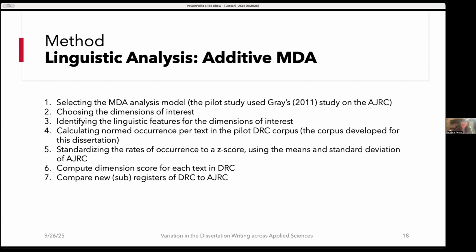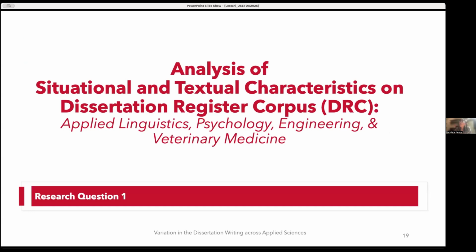So my dissertation compared to the research article writing dimensions. And then I visualized my results using R, and I carried out the functional interpretations. So here is the result for the situational and textual characteristics on the dissertation register corpus. I included 4 disciplines: applied linguistics, psychology, engineering, and vet med.